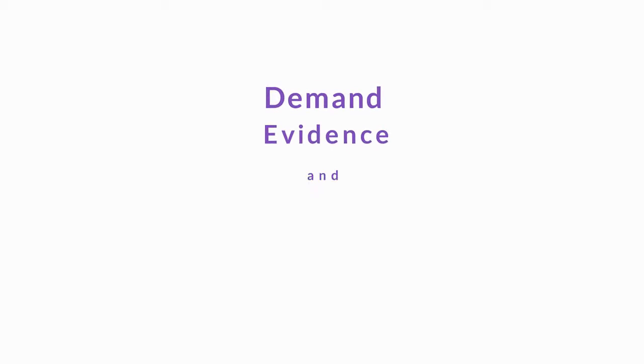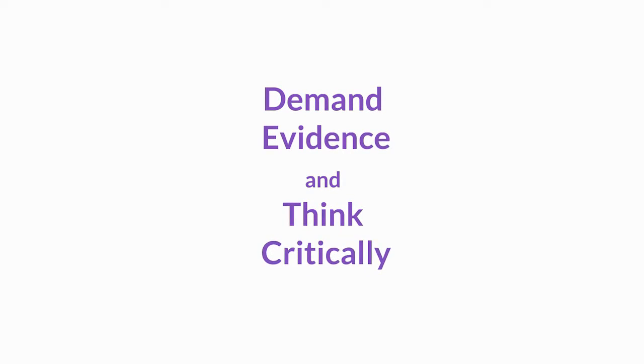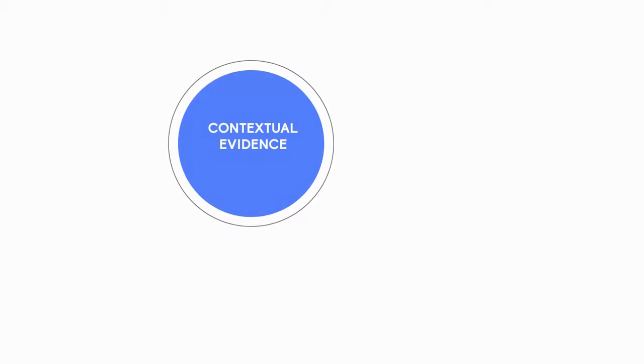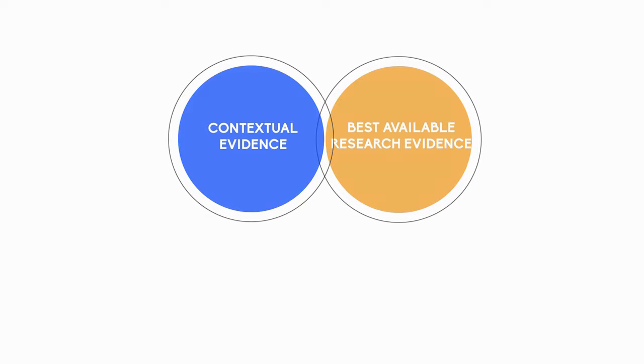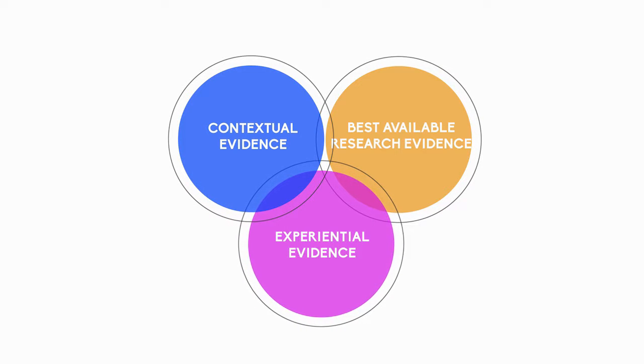There are different kinds of evidence that can be applied to program planning. Contextual evidence, or knowing the community; research evidence, or reviewing the literature; and experiential evidence, or drawing from individual experience.